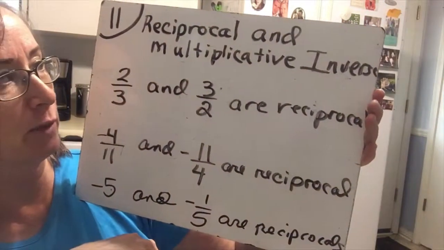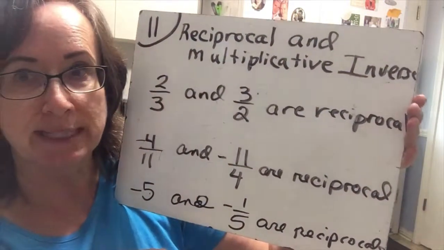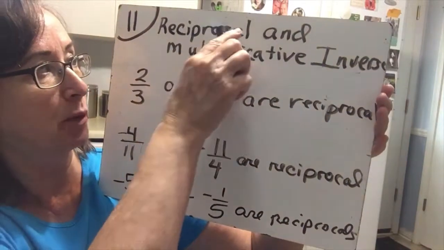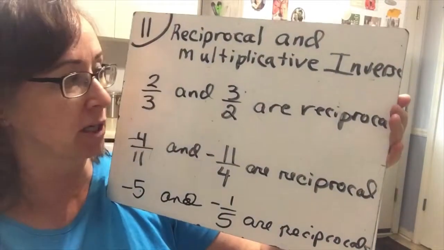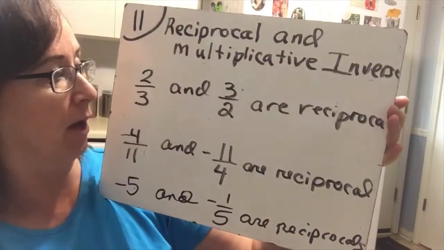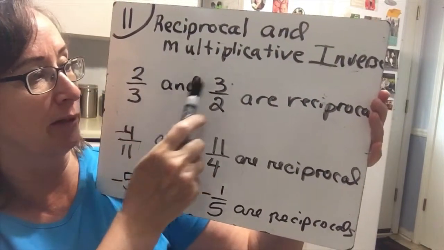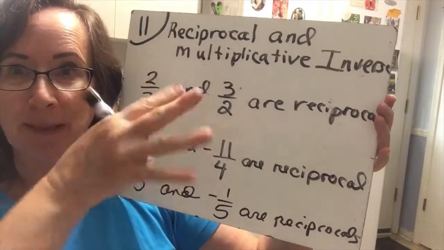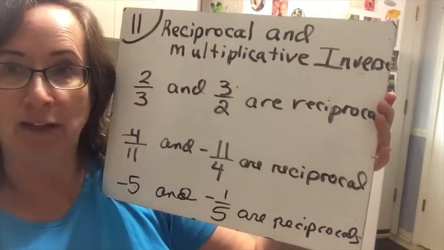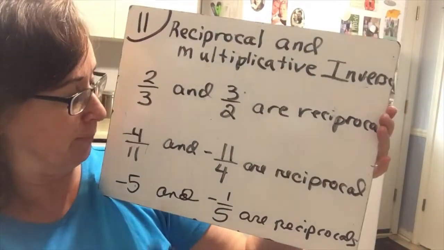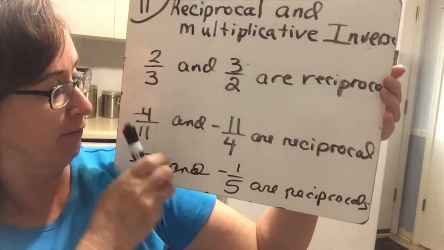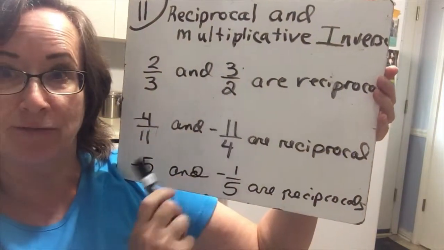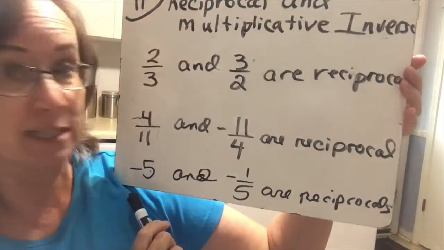The very first thing we're doing is defining what a reciprocal is, and a reciprocal and a multiplicative inverse mean the same thing. So here we have 2/3 and 3/2 are reciprocals. All we did was flip the fraction over and we got the reciprocal of the fraction. So we have -4/11 and -11/4 are reciprocals.